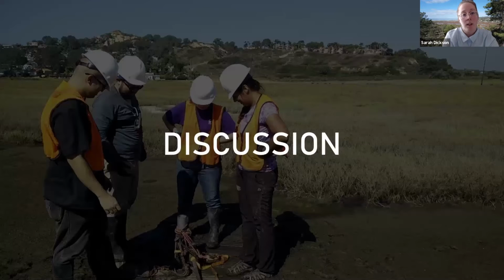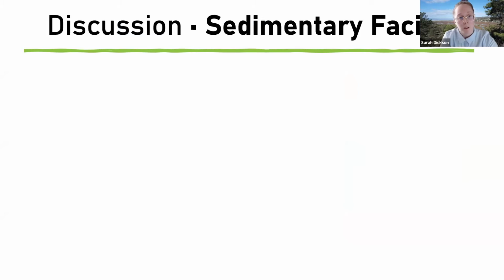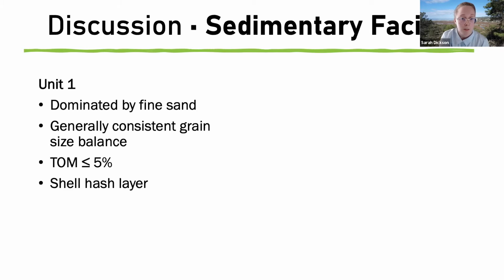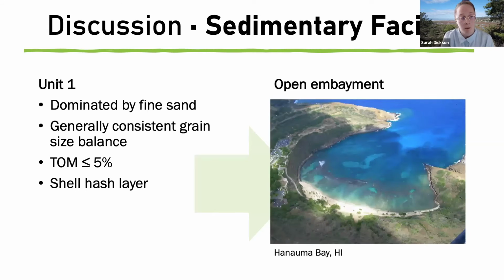So how do we interpret these results? First, I'm going to go through our interpretations for each sedimentary unit. As established in the results, Unit 1 is dominated by fine sand. This would indicate moderate depositional energy. Low total organic matter indicates little to no vegetation, and the presence of the shell hash layer in this unit indicates this environment likely supported those shell species. The shells identified all thrive in marine or brackish environments and cannot survive in an environment with depositional energy that is too high. With all of this established, we interpret this environment as an open embayment.